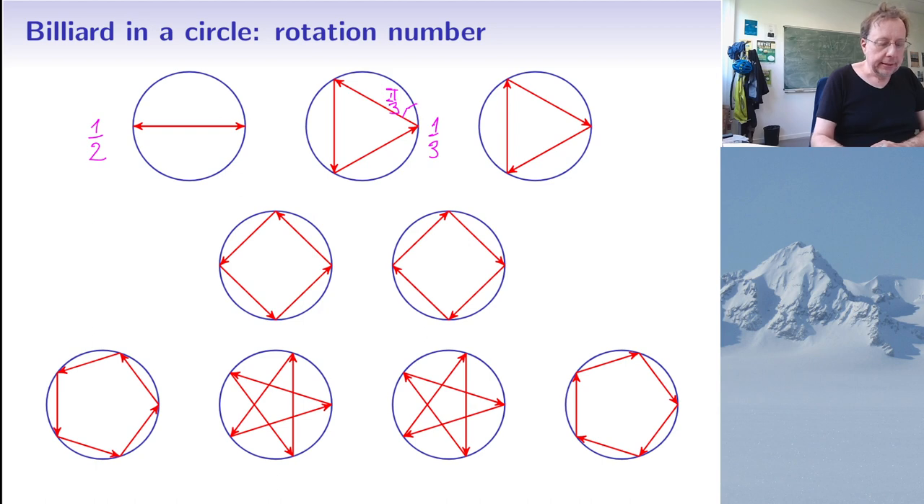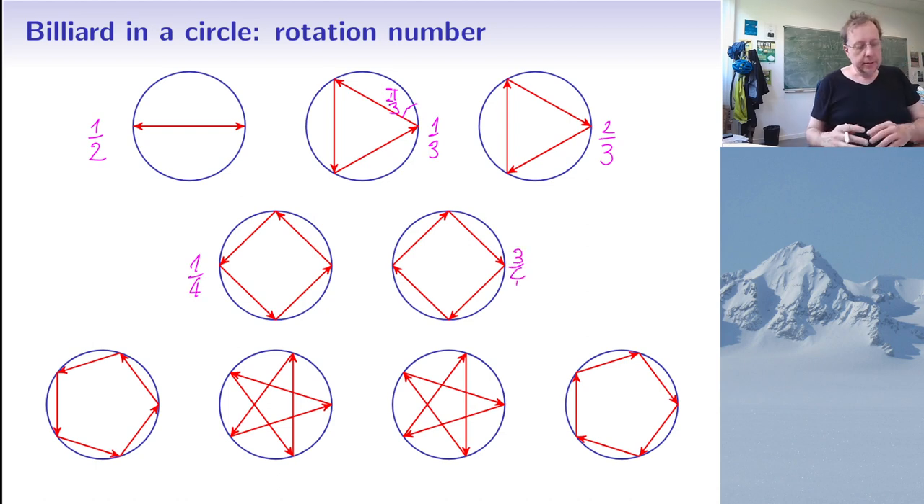And the other case, I just take the same trajectory but in reverse. And that means that my rotation number is equal to 2/3. Now for period 4, I have something similar. So here I have rotation number 1/4. Here I have 3/4. And I didn't draw 2/4 because 2/4 is the same as 1/2, and 1/2 we have already here.